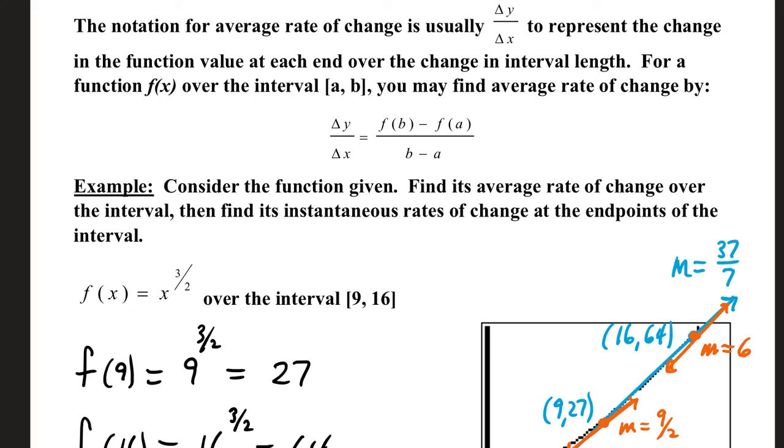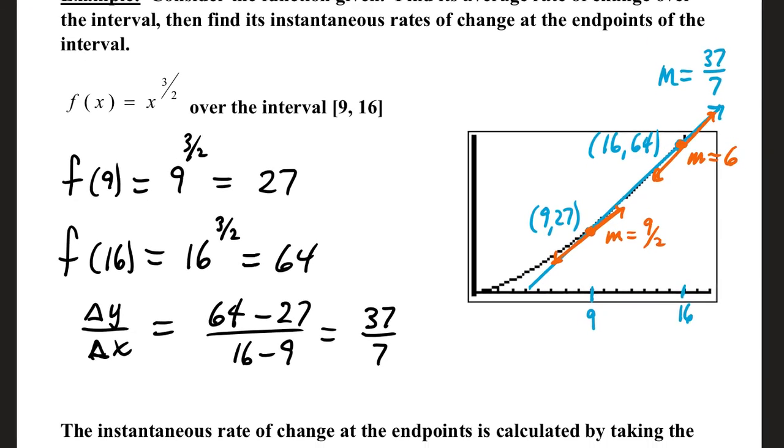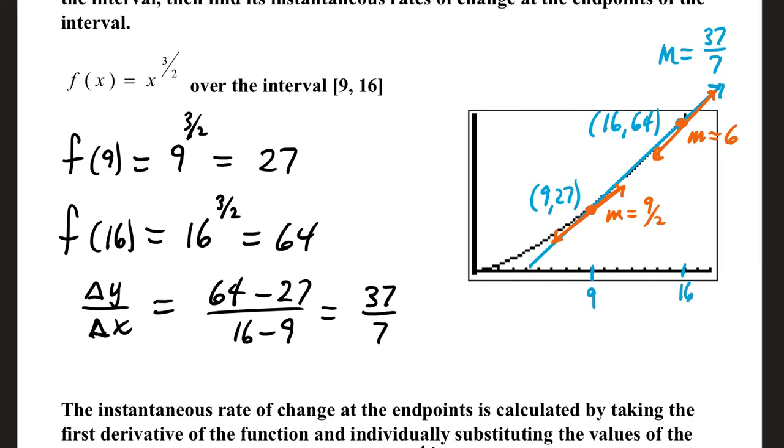Example, consider the function given. We're going to find its average rate of change over the interval, then find its instantaneous rates of change at the endpoints of each interval. Let f of x be equal to x to the 3/2 power over the interval 9 to 16.